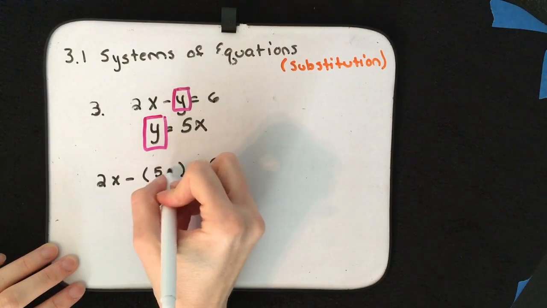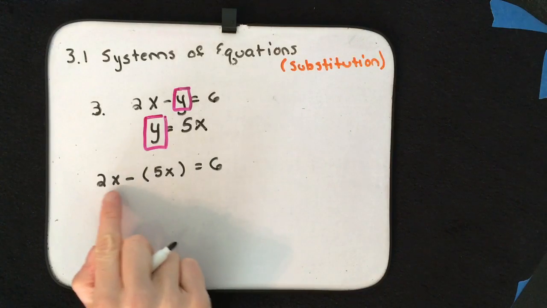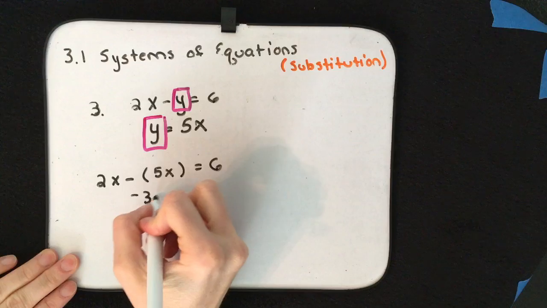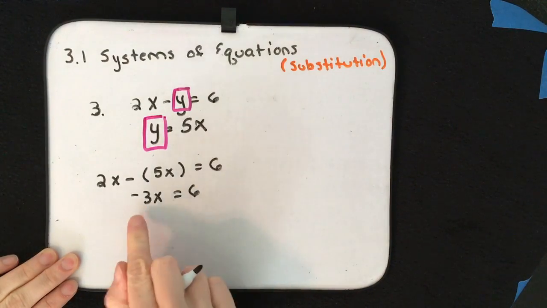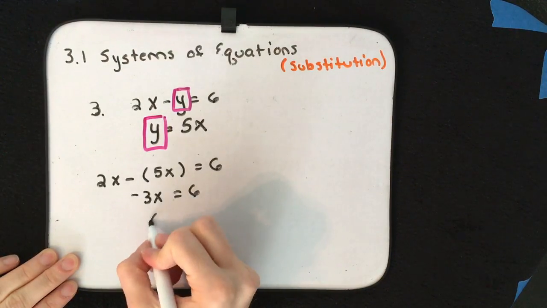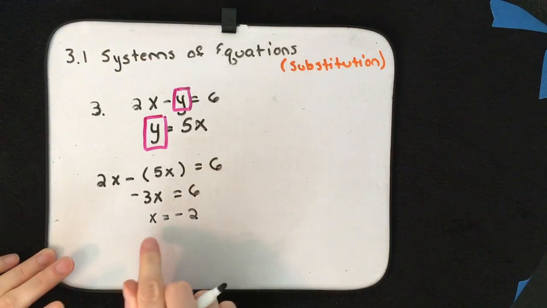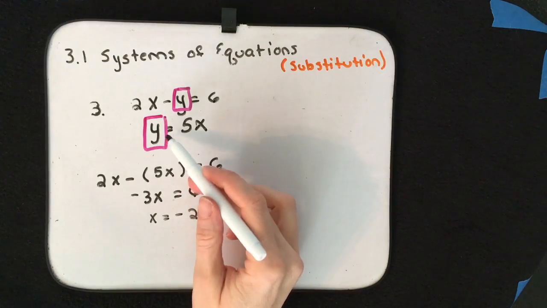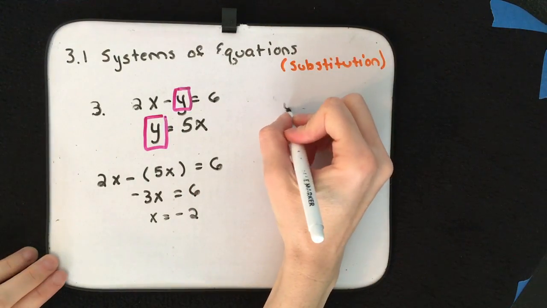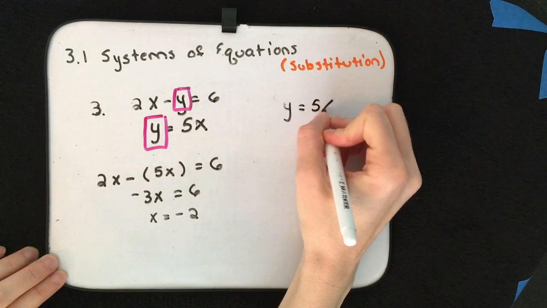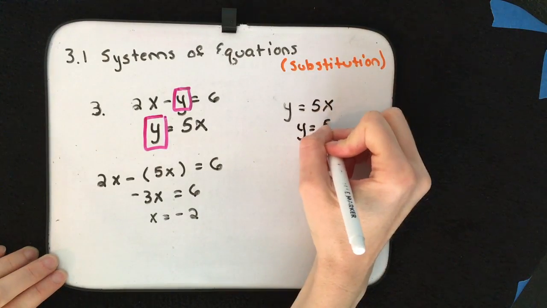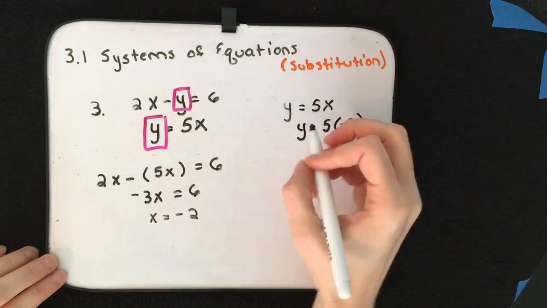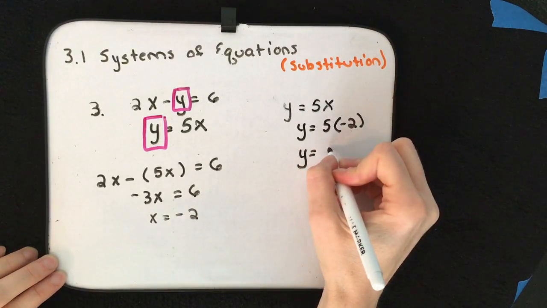So we'll rewrite 2x minus, where we had the y, we'll put a parenthesis, and let's put in what we have y equal to. So now we have 2x minus 5x. Well, 2 minus 5 is negative 3. Bring the x. Divide both sides by negative 3. So we have x equaling negative 2. Now we need to solve for y. This one already has y equals, so I'll use that. So rewrite, put a parenthesis. In that parenthesis, put what x is equal to. 5 times 2 is 10.